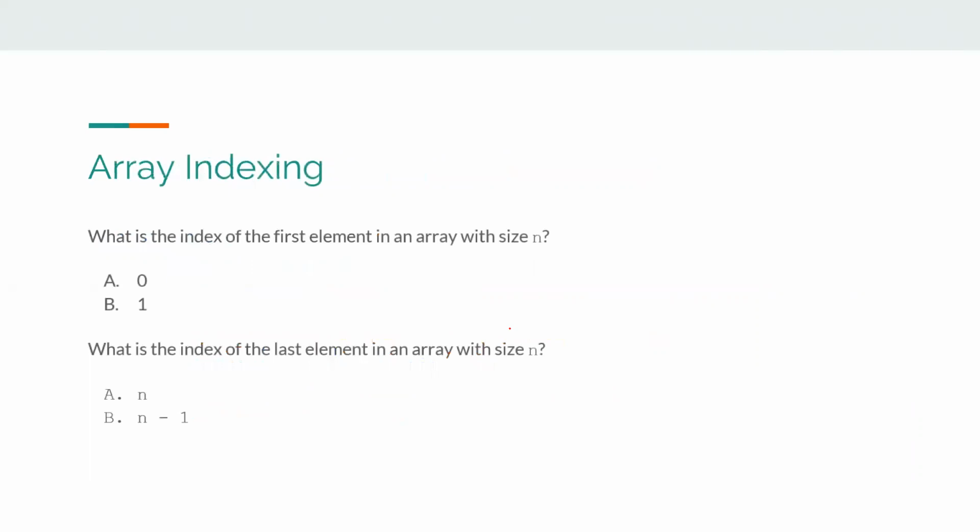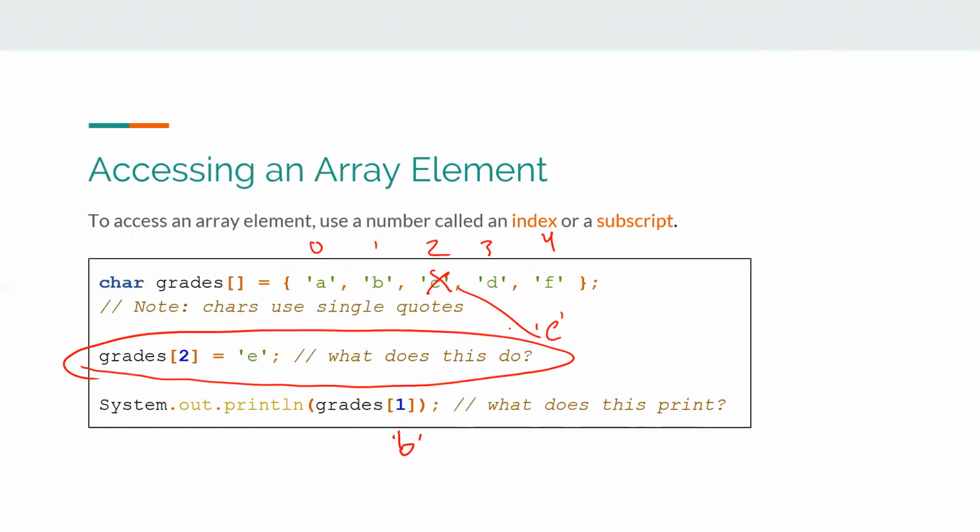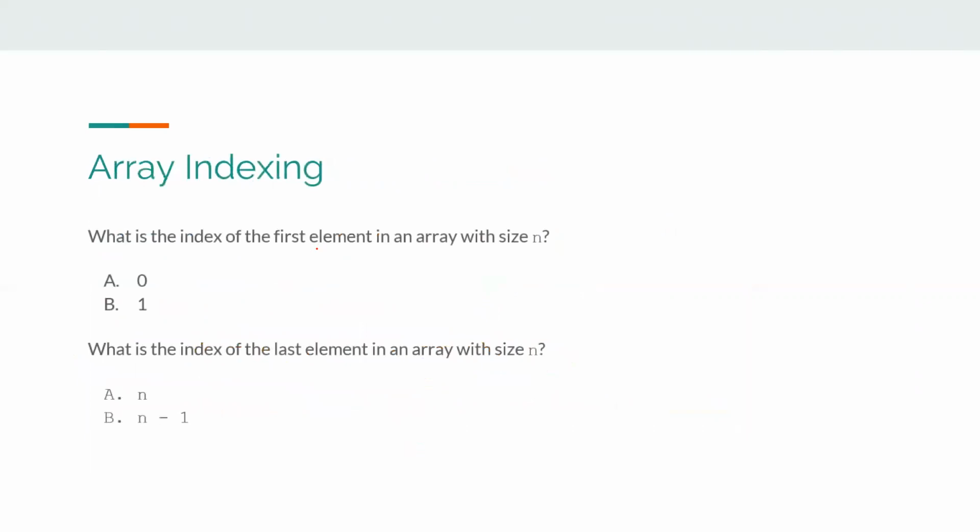And the word index refers to the location, right? So this is what we call the index. And the index of the last element in an array of size n is n minus 1. If you do try to refer to element n, you'll get an array out of bounds error.